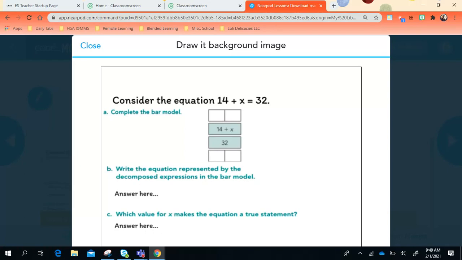Remember, once you have A finished, you're moving on to B. I'm going to start it off for you because I feel like some people aren't sure. You're doing 14 plus whatever you got equals 32. And then for C, you're doing x equals whatever your answer was for x. That's all it's asking you for. You're rewriting the expression with the answer you found, and then you're telling me what is x.